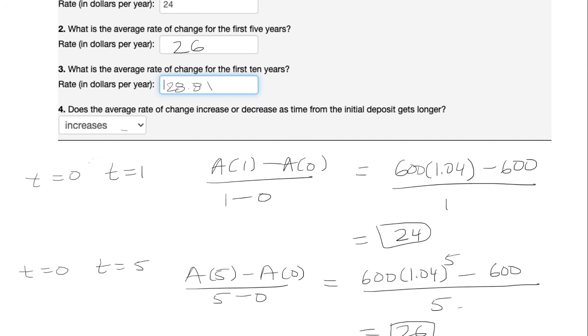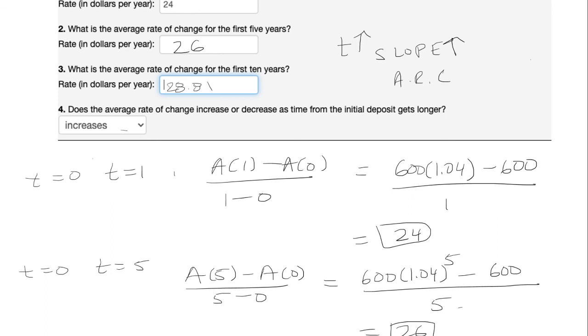Now, to answer number 4, does the average rate of change increase or decrease as time from the initial deposit gets longer? So based off what we answered so far, going from 1 to 3, the time increased for all of these. So that means that the accumulation function also increased as well. Okay, so as the time increased, the accumulation increased, and so did the slope. So the slope increased. In other words, the average rate of change increased as well.